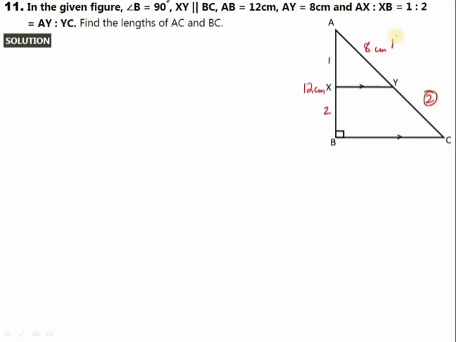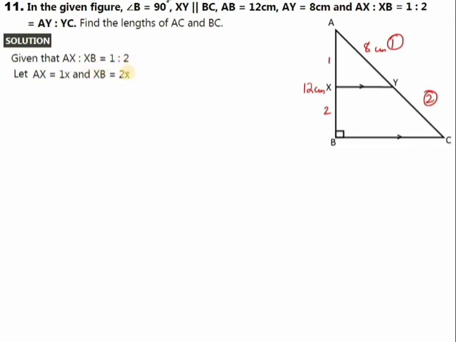So these are the things that are given from the question. So find the length of AC and BC. That's what the question says. So we'll find what is AC and what is BC, right? So let's see how to do this. Given is AX is to XB equals 1:2, right? So let me take AX equals x, and XB equals 2x.